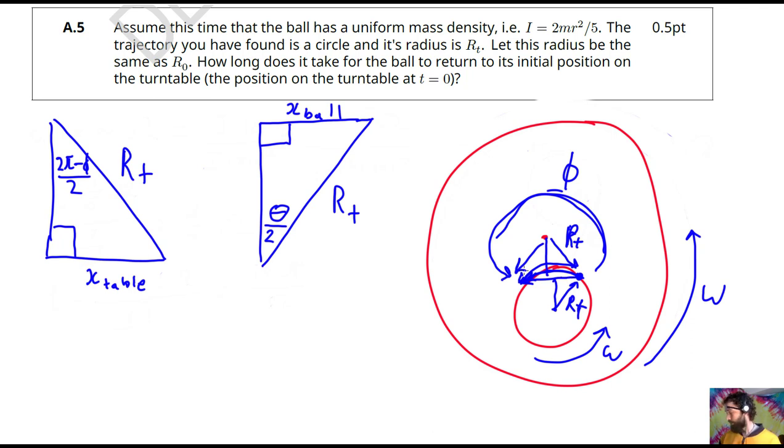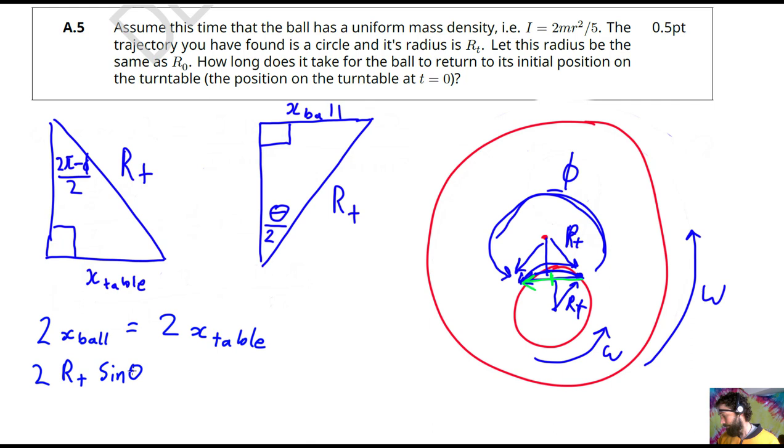Just one thing I'll point out is that this triangle only makes up half the horizontal distance. I'm just going to draw in green here. Going from here to there, that's only half that distance. So if we multiply that by 2, then we're going to have 2 multiplied by x of the ball is equal to 2 multiplied by x of the table. Now we can use our angle here. So if we have a look at this x ball here, that's just going to be RT multiplied by the sine of theta over 2.